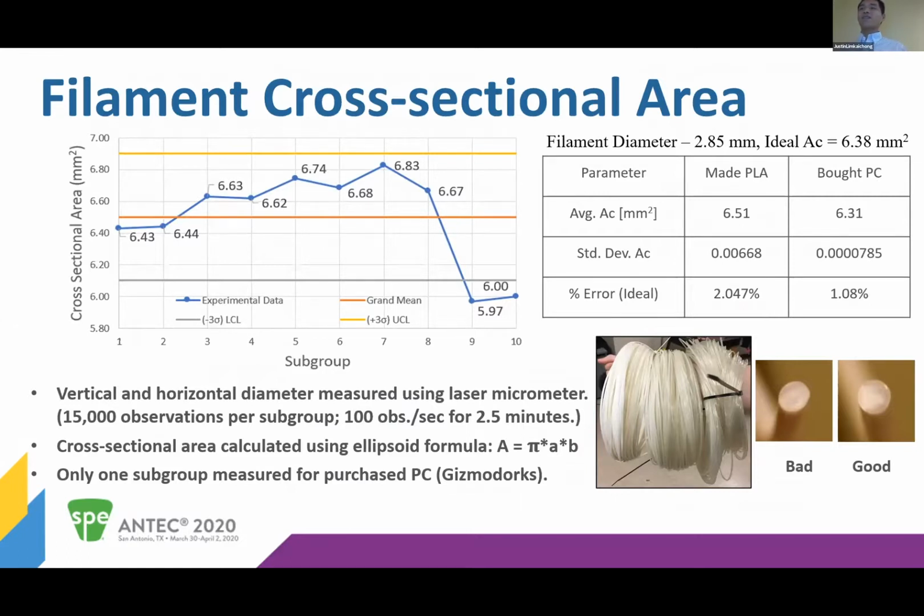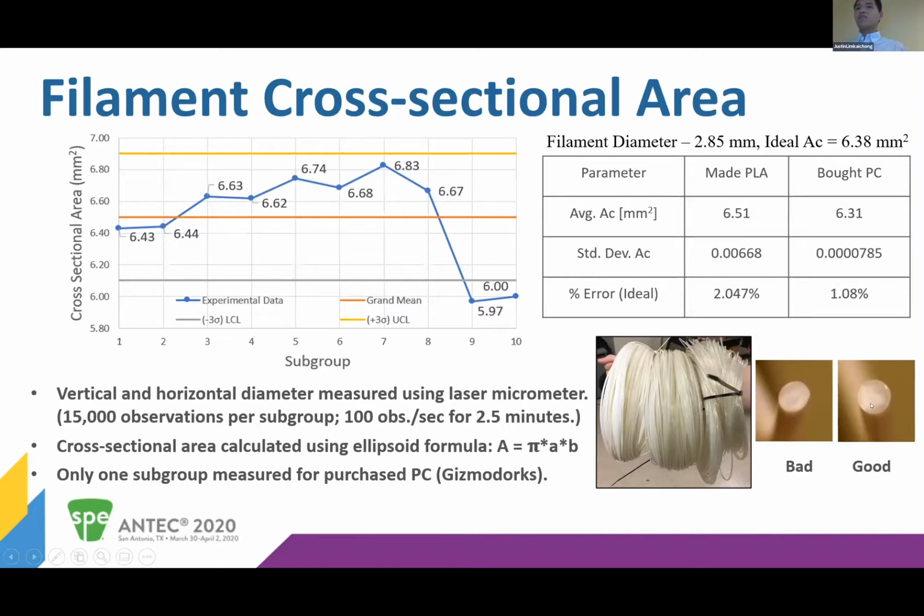So again, we wanted to make 2.85 millimeters, which gives you a cross section of around 6.38 square millimeters. And that gives you an error of around 2%. In comparison to the commercial filament that we also bought just to compare, our bought polycarbonate filament was only around 1%. So you could clearly see that our filament was somewhat inferior, because once you work with 1.75 millimeter filament, their tolerances are only around plus or minus 0.05 millimeters.